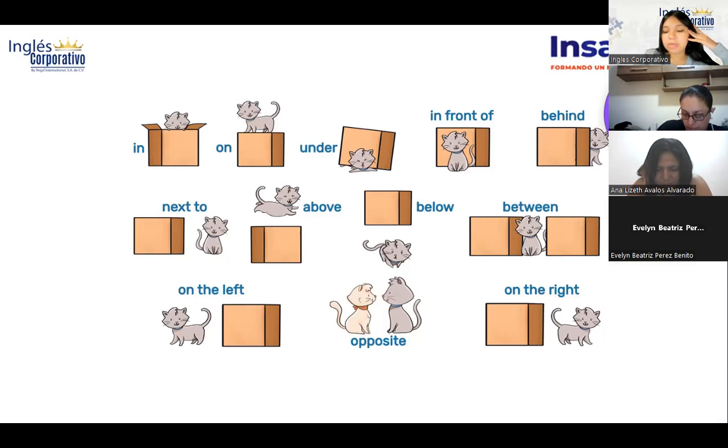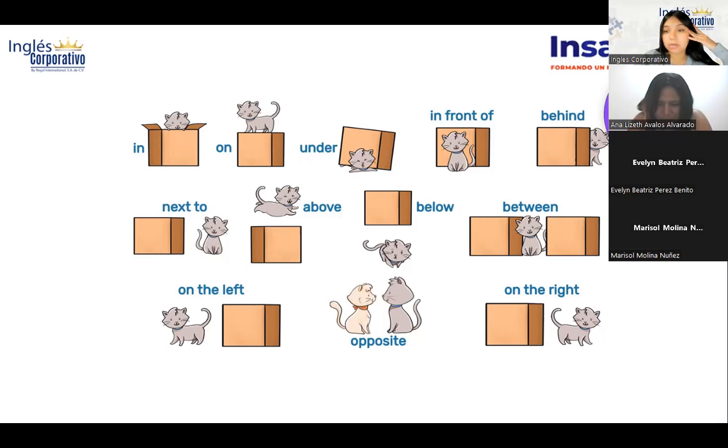There is a policeman beside your car. My pencils con S are beside your book. Mi lápiz, quise decir. Entonces tiene que modificar el R y tiene que ser is. Yes. Now, my friend is above the table. Ana, la escritura de above.